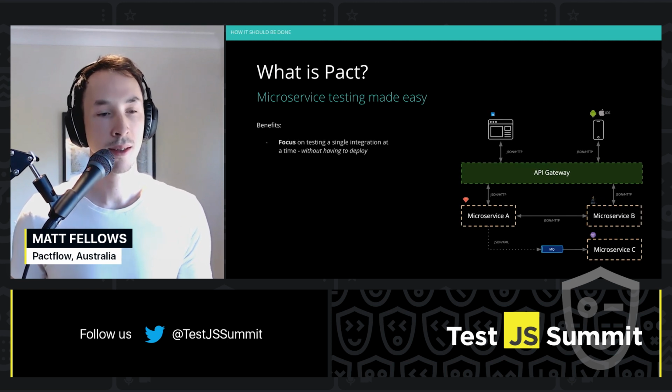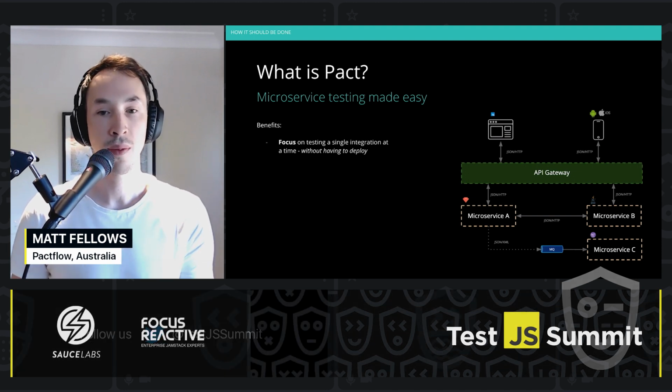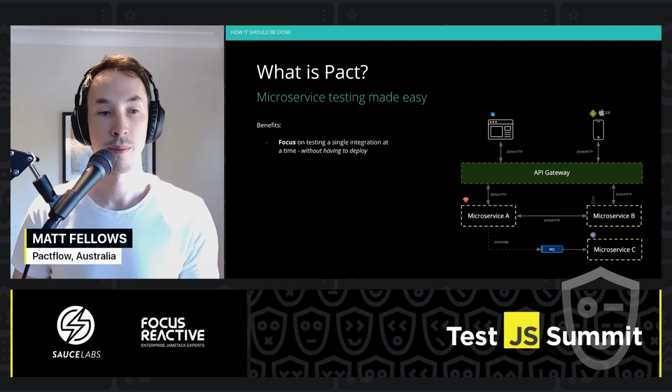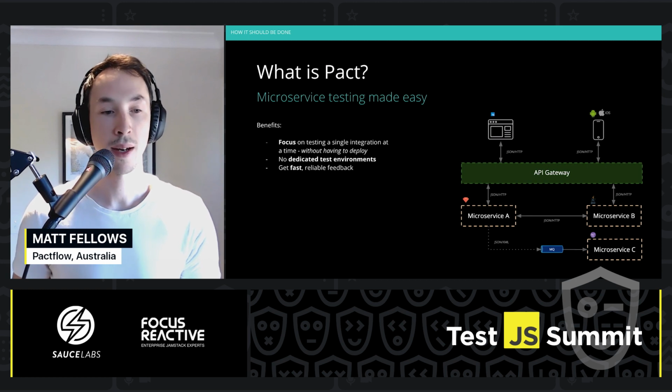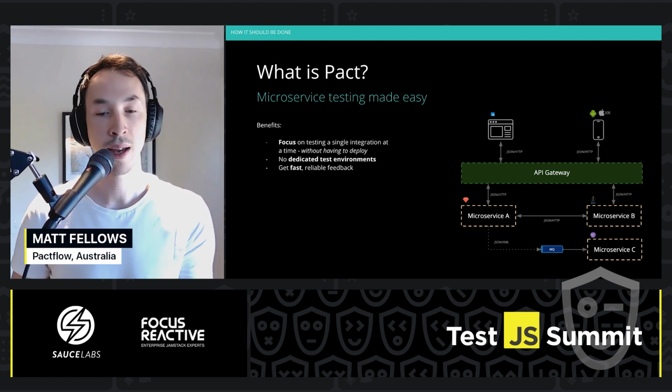Pact's benefits are basically because you've got focus for a single integration point, you're only looking at one thing at a time. You don't need to deploy. So because you don't need to deploy, you don't need a test environment to do this form of testing. You get fast and reliable feedback because of it. The bug is always going to be found on your machine.